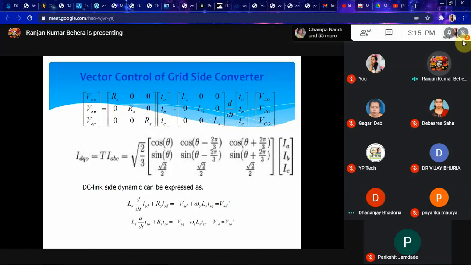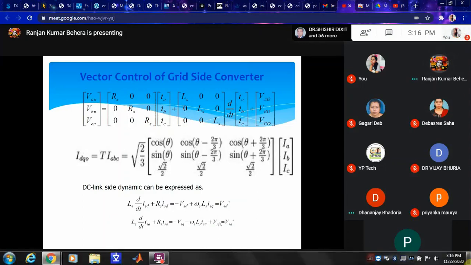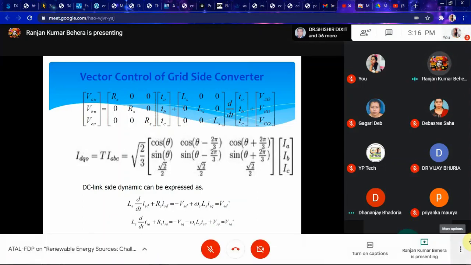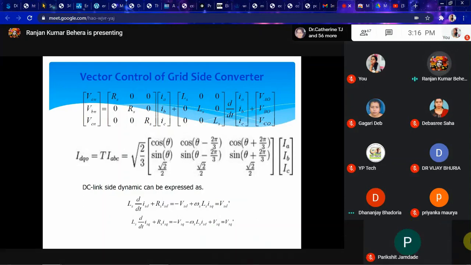You can just write down the equation for this. If you convert from ABC to DQ parameters, you can get the equation here. You see, in this equation you can observe that the D-axis depends on the Q-axis current, and in the Q-axis there is a dependence on the D-axis current. Okay? That means the complete system is coupled together.